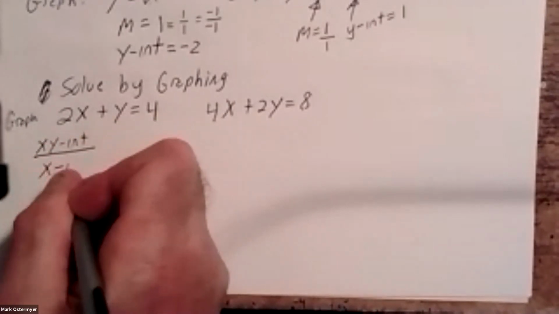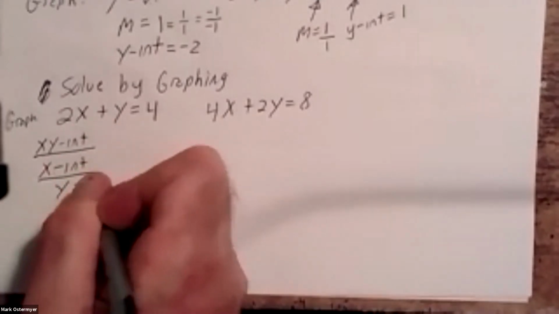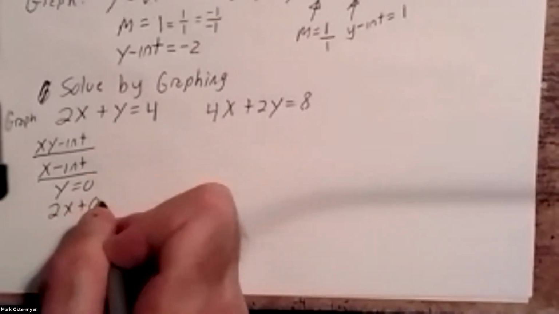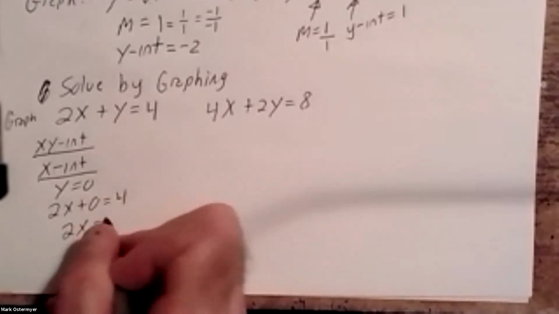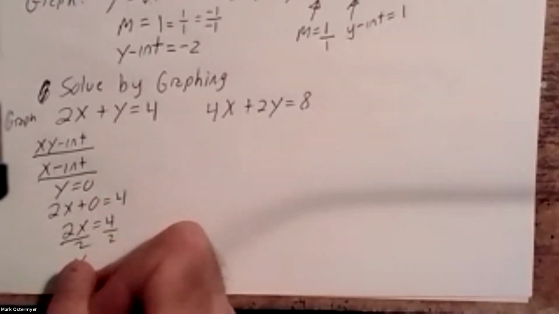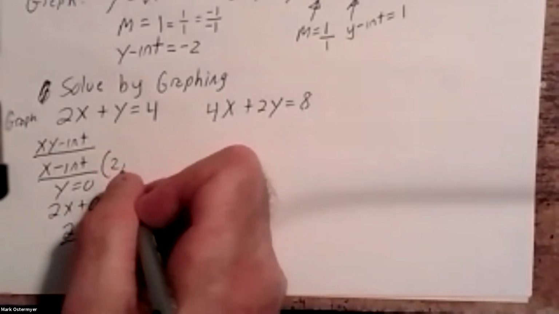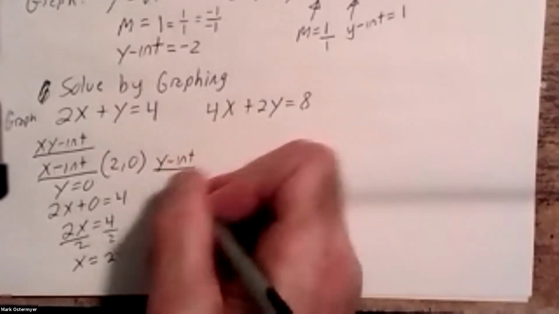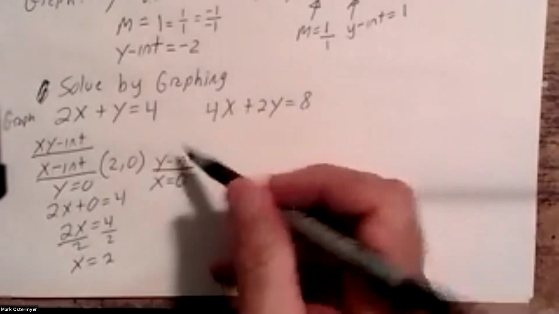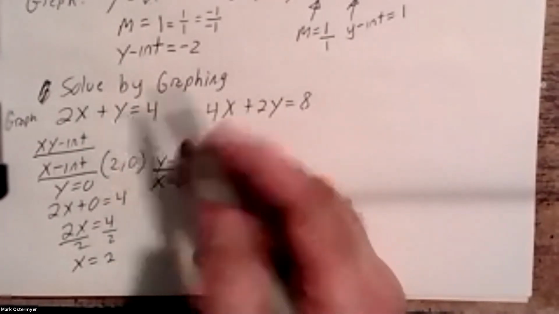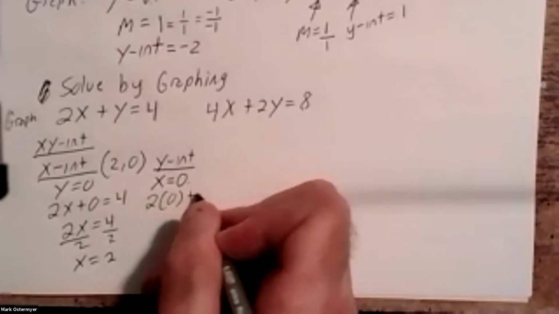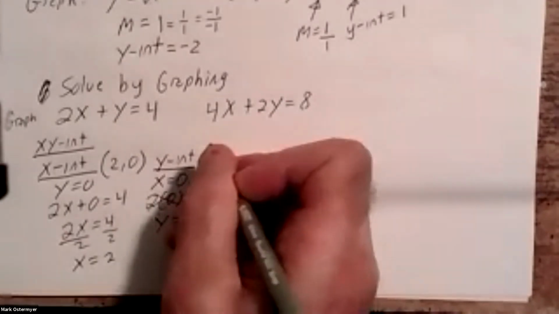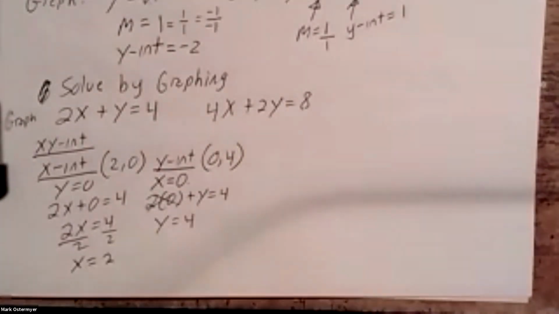So to find the x-intercept, we let y be 0, substitute it in for the y variable. Your equation becomes 2x plus 0 is equal to 4. 2x equals 4, divide by 2, and x turns out to be 2. So my x-intercept is (2, 0). To find the y-intercept of the first equation, we let x be 0, substitute in for the x variable, and then solve the equation for y. So we have 2 times 0 plus y equals 4. 2 times 0 is 0, that's gone, so y is equal to 4. So my y-intercept of the first equation is (0, 4).